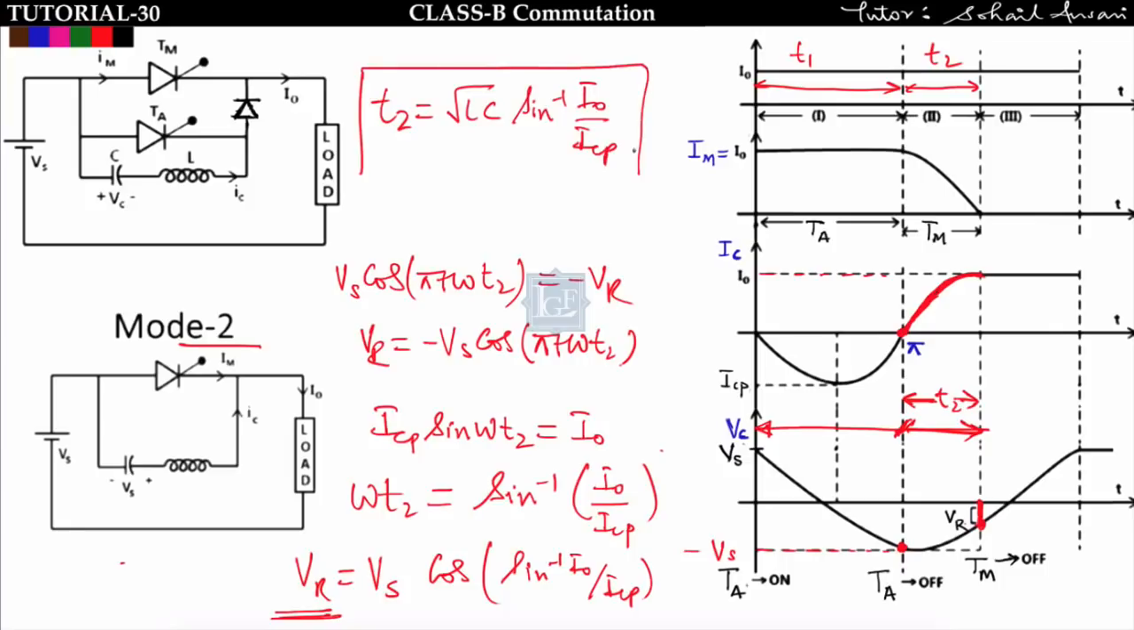These two points you have to keep in mind: at the end of mode 2, what is the voltage across the capacitor and what is the current flowing in the capacitor? At the end of mode 2, the current flowing in the capacitor will be equal to I0, and the voltage drop across the capacitor will be equal to minus Vr. So it will come out to be Vs cos sine inverse I0 upon ICP.